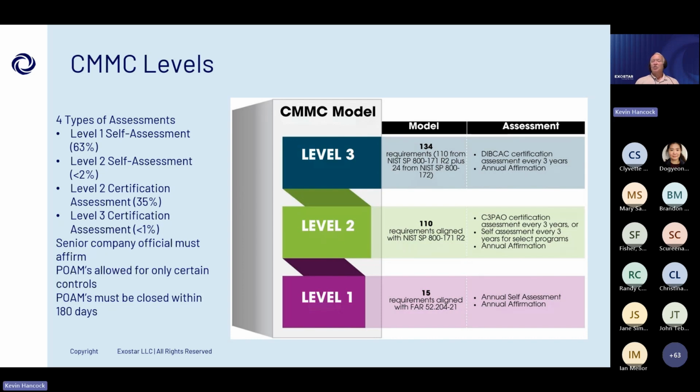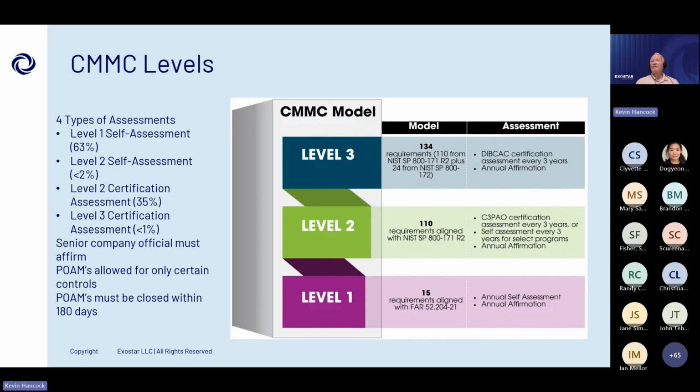When we get into level 2, that's where your program, your contract requires that you protect controlled unclassified information in accordance with NIST 800-171 R2. The reason I emphasize that R2 is just because there is an R3 currently out there. However, DoD has specifically outlined 800-171 R2.